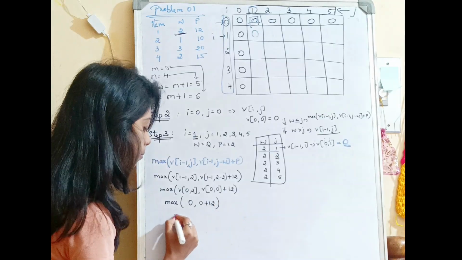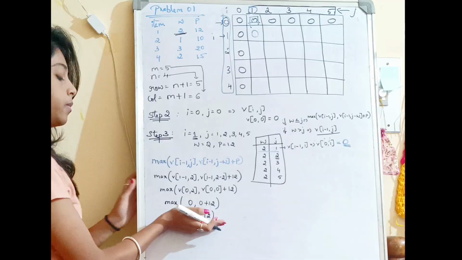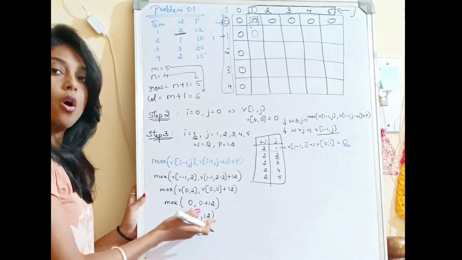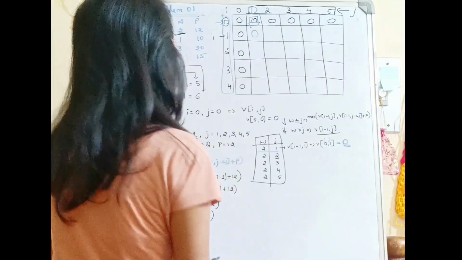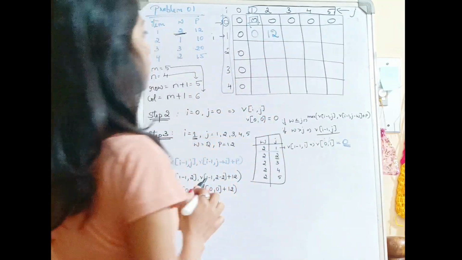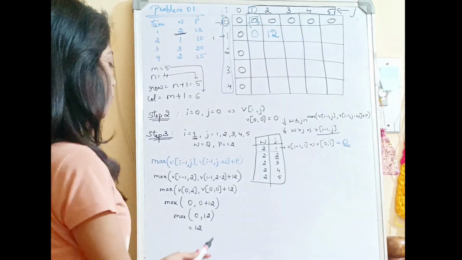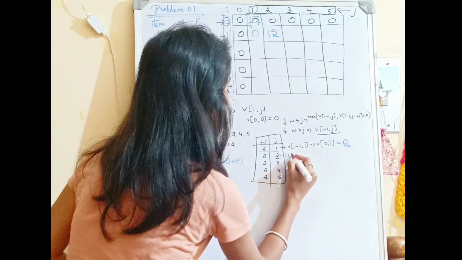Okay. Then max of 0 comma 12. Which is maximum among these two? 12 and 0. Obviously it is 12. So the answer will be 12. Here I will fill it with the 12. Understood now how to solve this? Okay. So this answer is 12 we got.